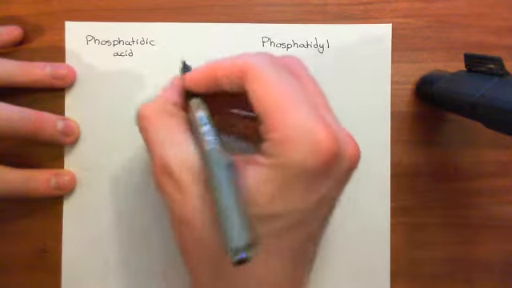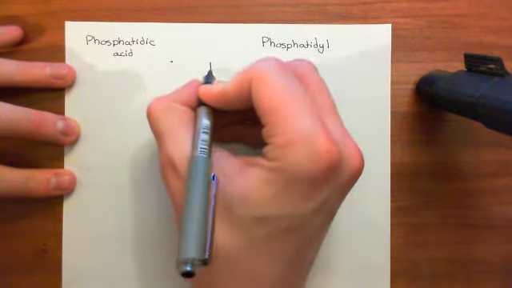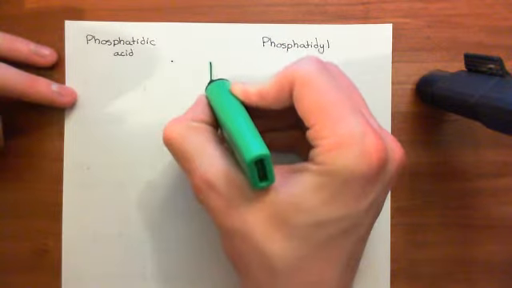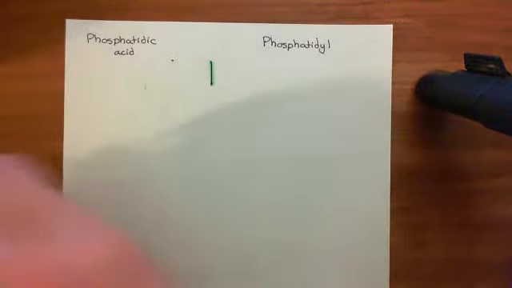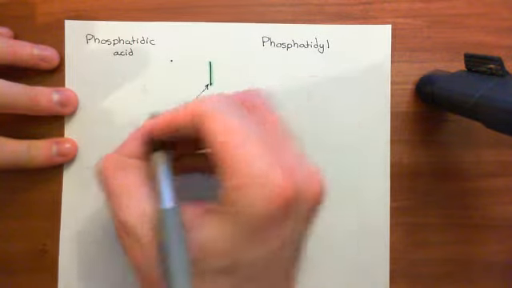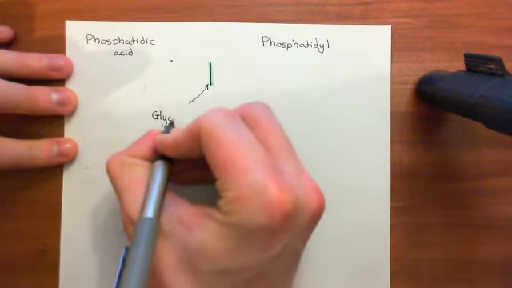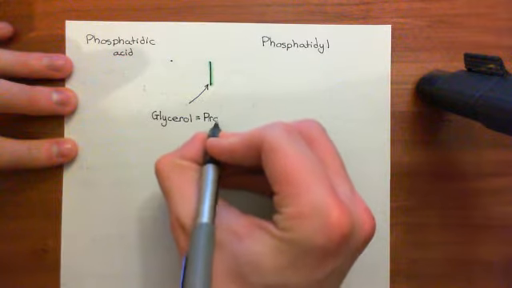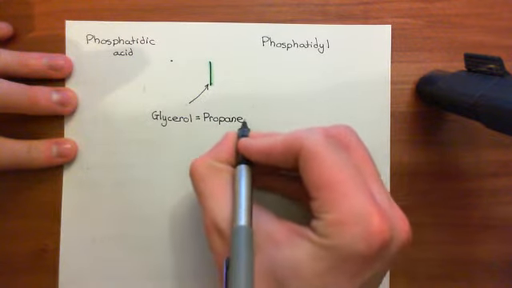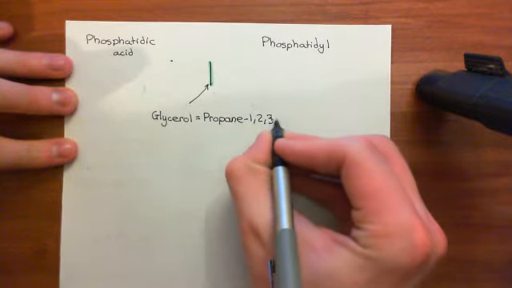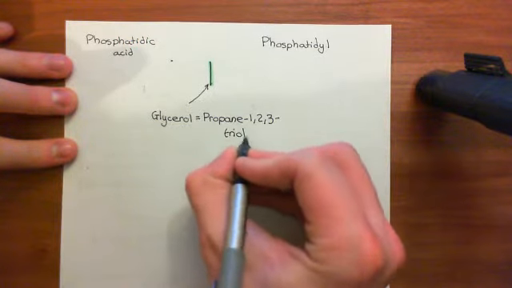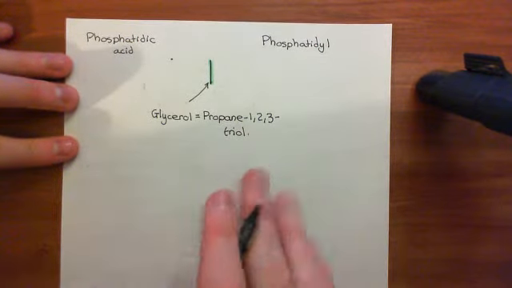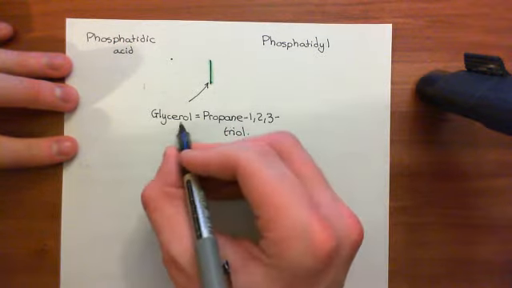So phosphatidic acid consists of a glycerol molecule. Glycerol is the fundamental backbone for phosphatidic acid. So I'll colour this vertical line here in green, and this is going to represent our glycerol molecule. Glycerol is the old name for a molecule that would now more correctly be called propane 1,2,3-triol. And although propane 1,2,3-triol is much more of a mouthful than glycerol, it's a more useful name because it tells us exactly what this molecule actually is.